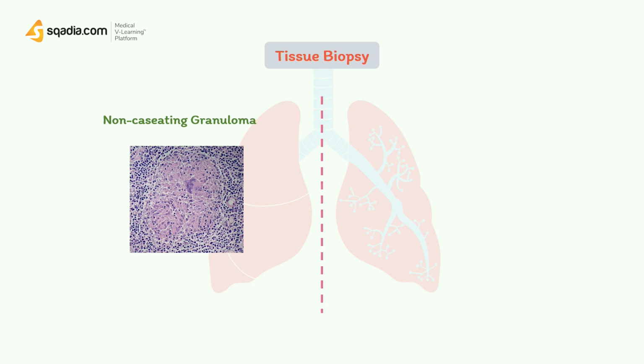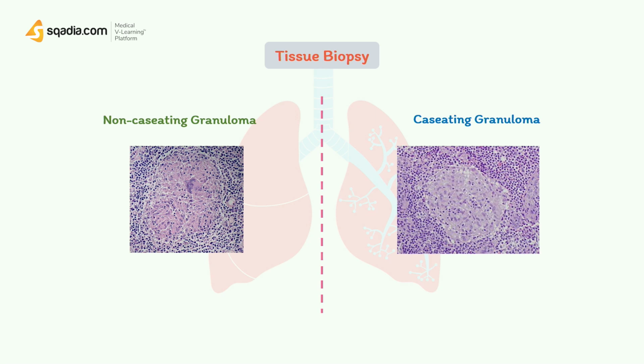And this is what a caseating granuloma looks like, just for you to be able to identify one. And in sarcoidosis, we see a non-caseating granuloma. An example of a caseating granuloma would be tuberculosis.